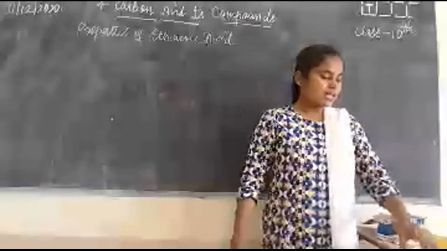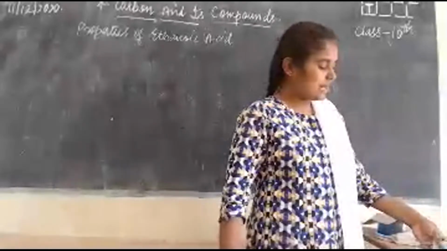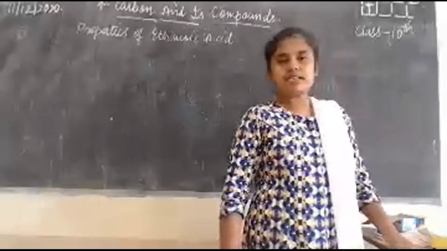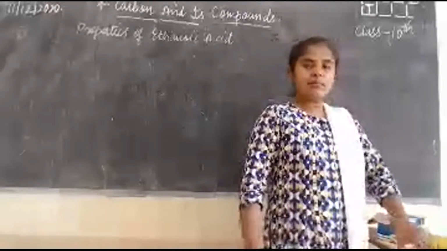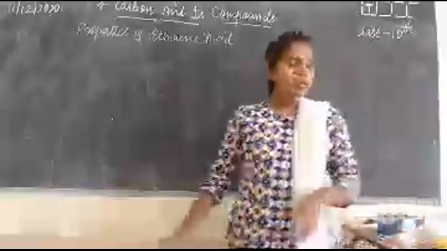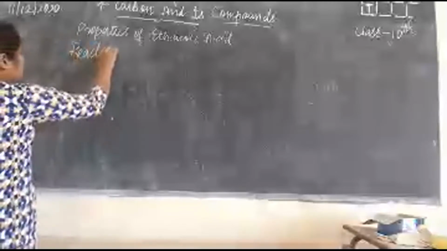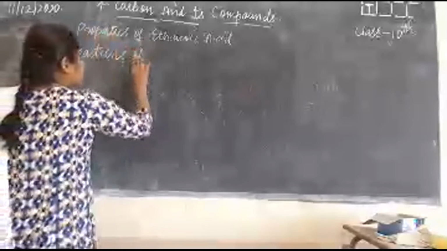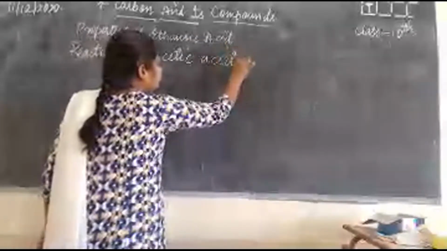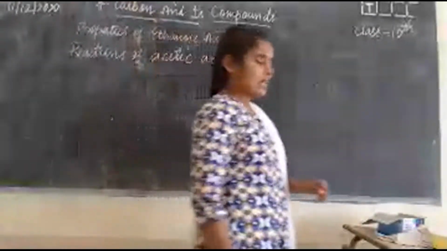So now we'll see what reactions happen with ethanoic acid. There are three reactions: the esterification reaction, then the reaction with bases, then the reaction with carbonates and hydrogen carbonates. So now we'll see the reactions. Reactions with acetic acid. The first reaction here is the esterification reaction.